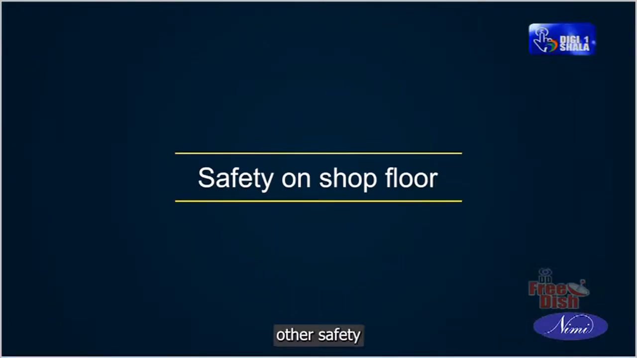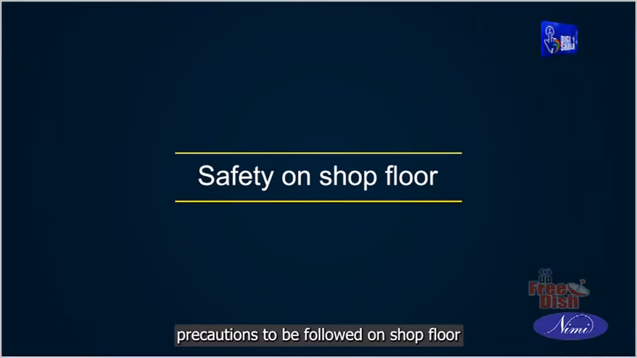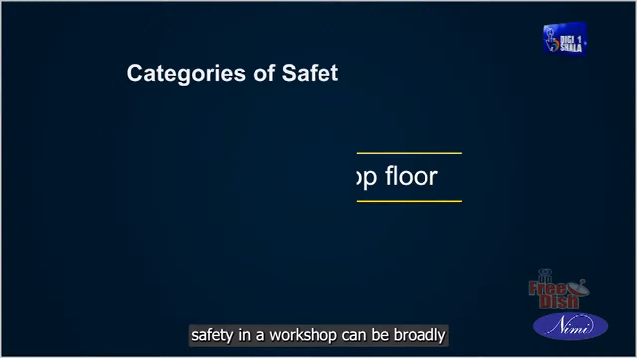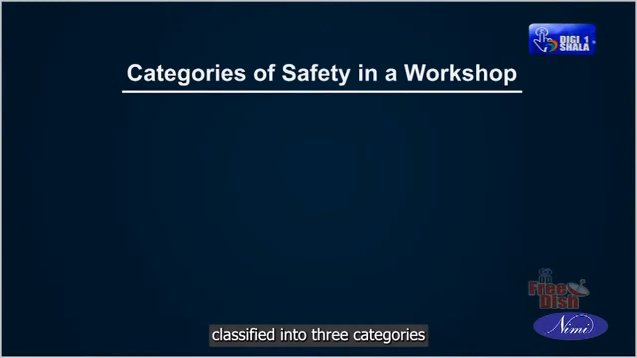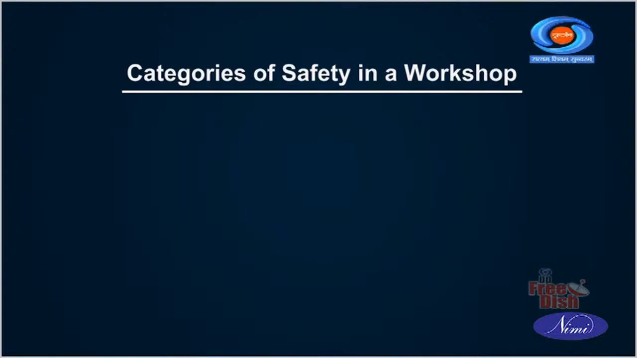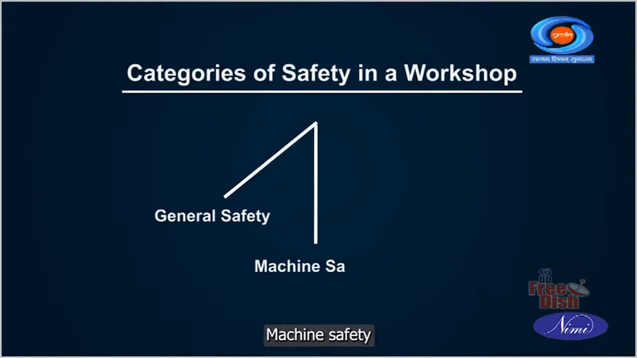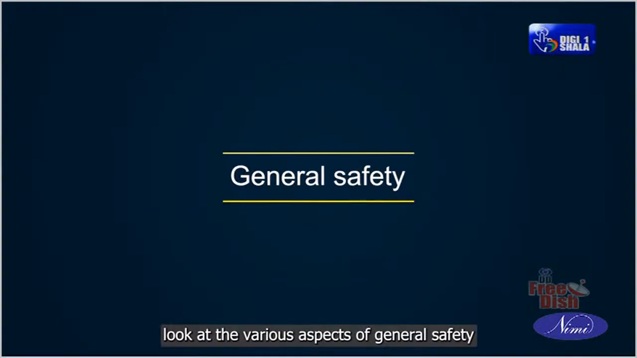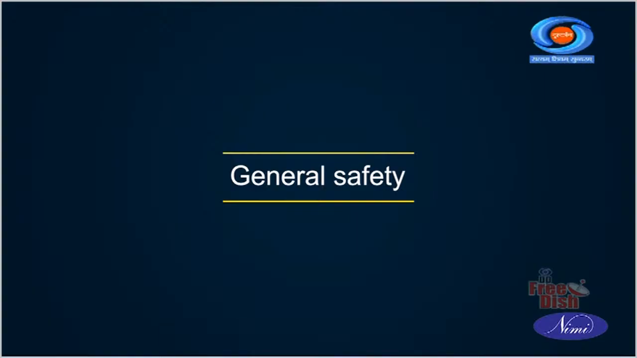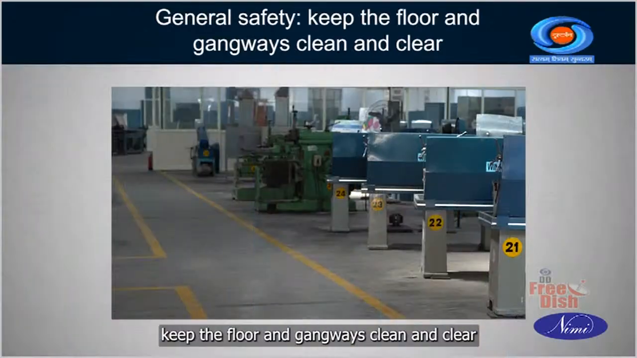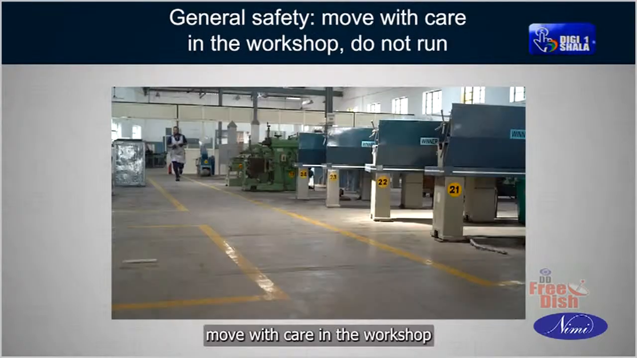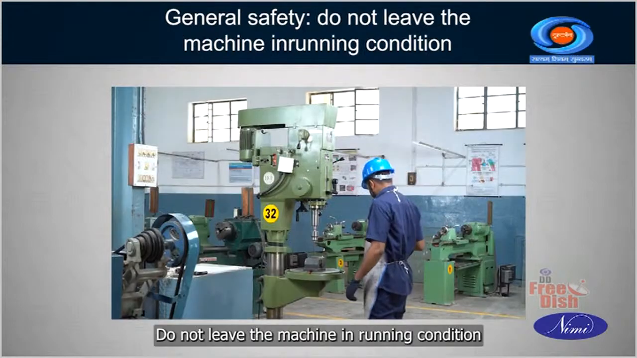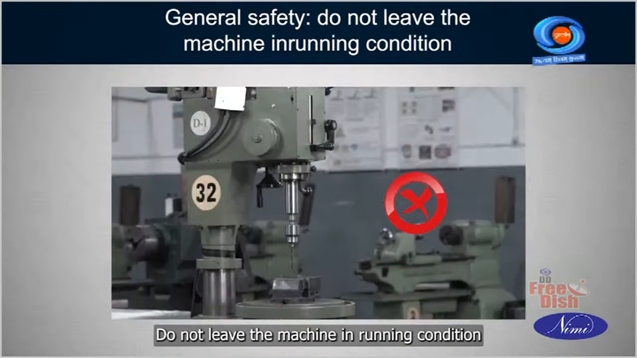Now let us see other safety precautions to be followed on shop floor apart from what we have discussed till now. Safety in a workshop can be broadly classified into three categories: general safety, machine safety, personal safety. Now let us look at the various aspects of general safety. Keep the floor and gangways clean and clear. Move with care in the workshop. Do not run. Do not leave the machine in running condition.